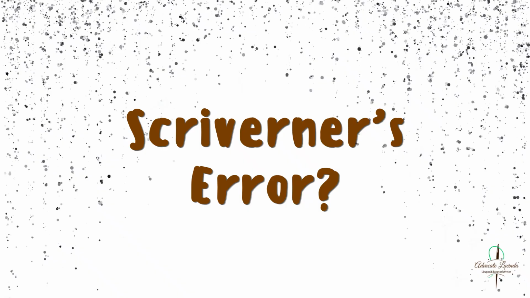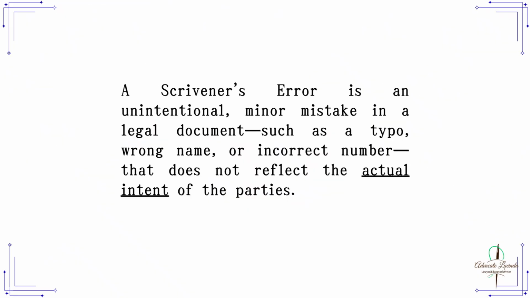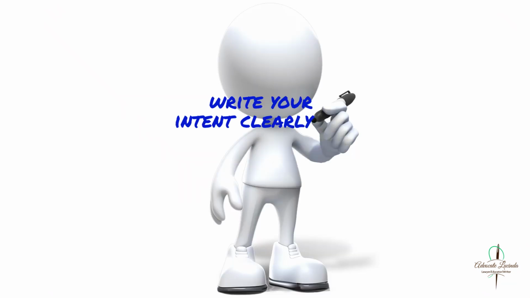What is a scrivener's error? A scrivener's error is an unintentional minor mistake in a legal document, such as a typo, wrong name, or incorrect number that does not reflect the actual intent of the parties. Whether the instrument is a contract, a deed, or an employment discrimination lawsuit, write your intent clearly. That's the point here.